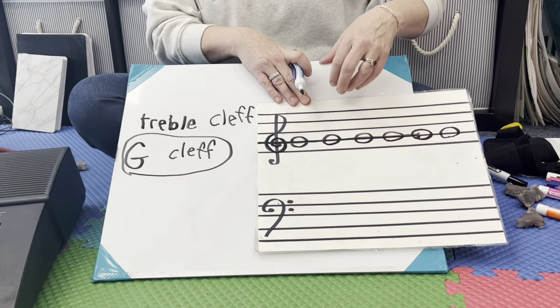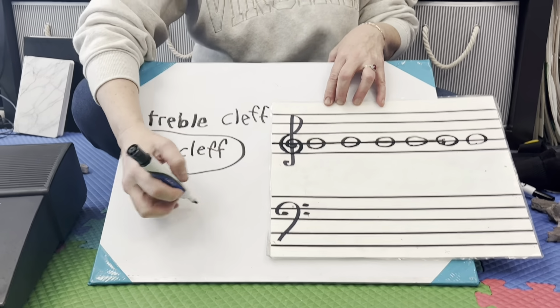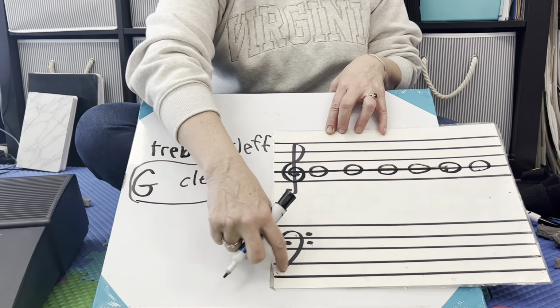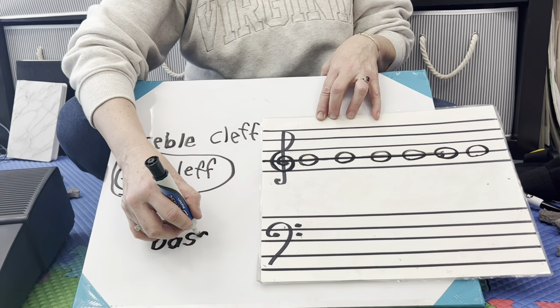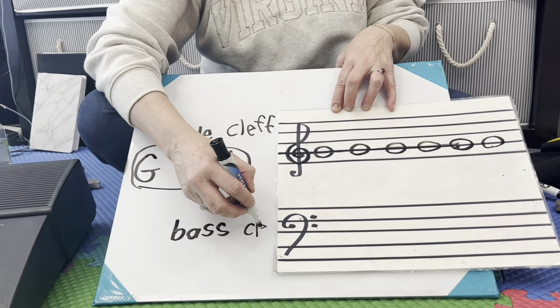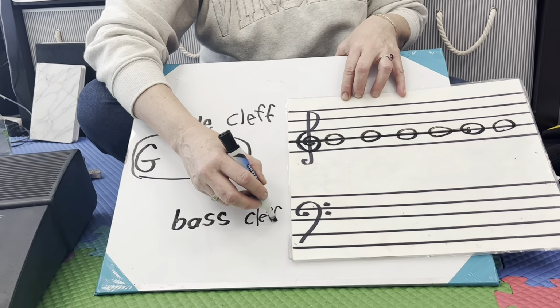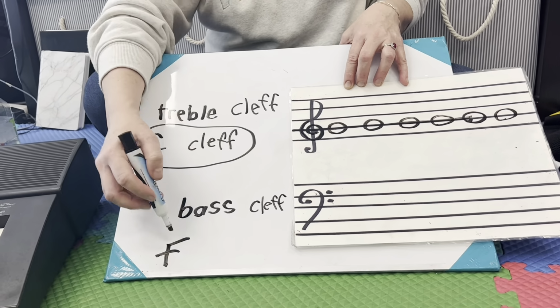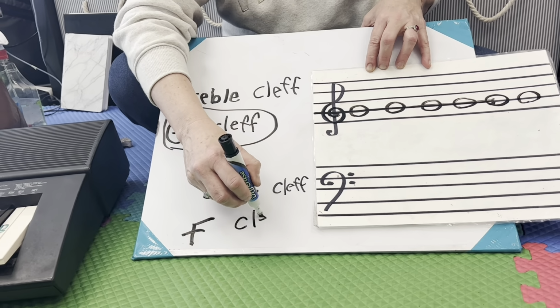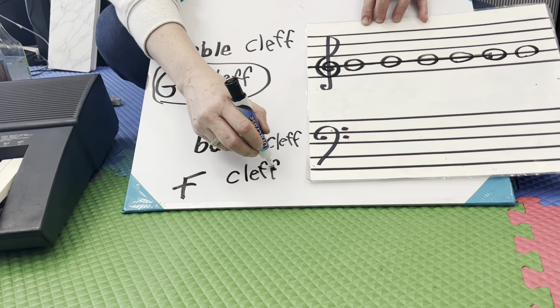Got it? Now, let's look at this. That thing right there, a swoosh and 2 dots, that's called the bass clef. The bass clef. Can you read my upside down writing? That's called the bass clef. But I like to call it, and many people call it the F clef. Do you know why? It's on the F line.